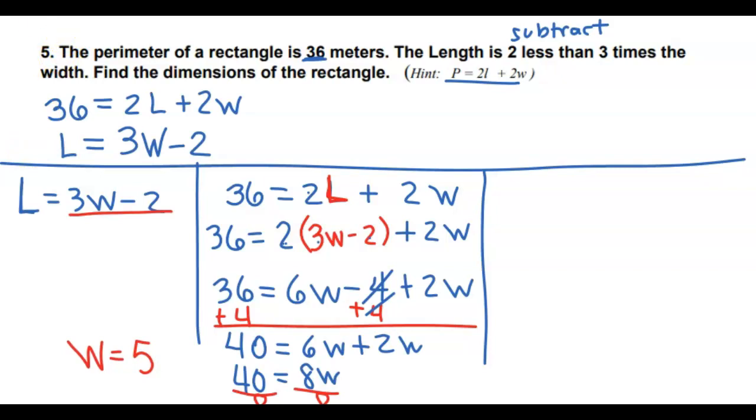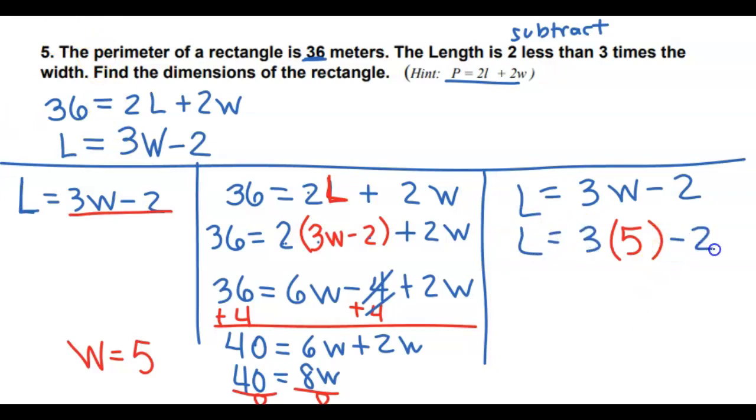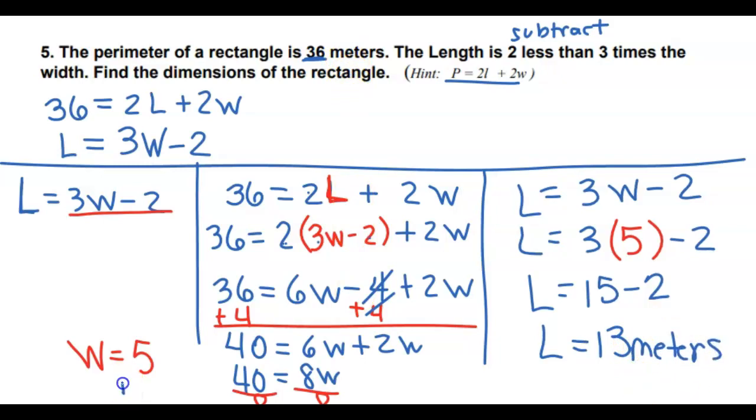In this last column, you always come back to the one you started with, and I just figured out that the width is equal to 5. So the length is going to be 15 minus 2. The length is going to be 13. And since this is meters, this will be meters, and my width will be meters.